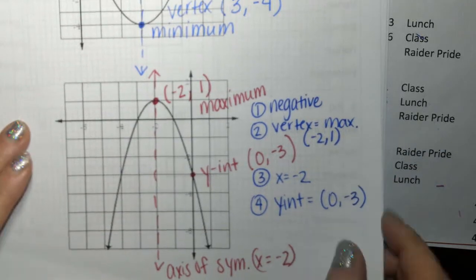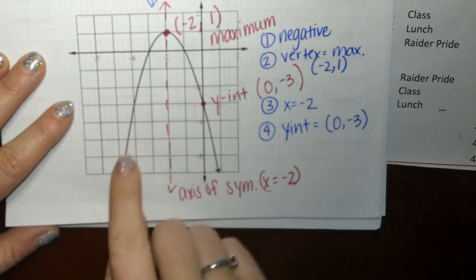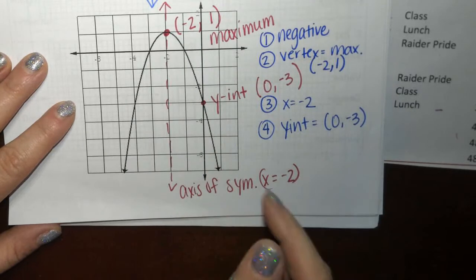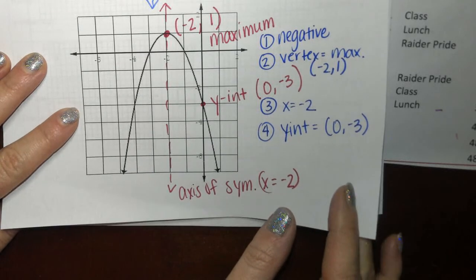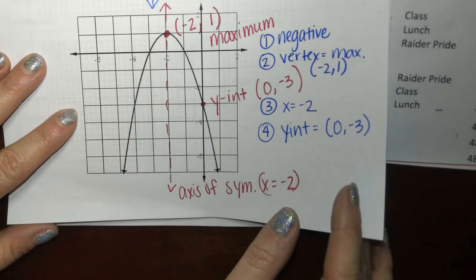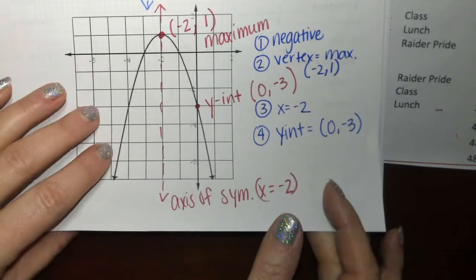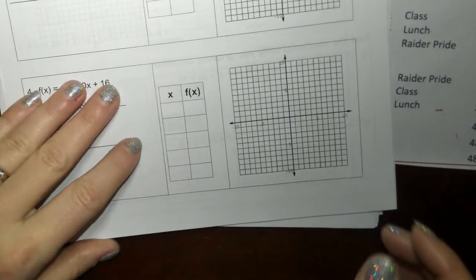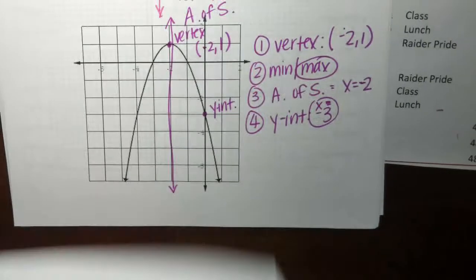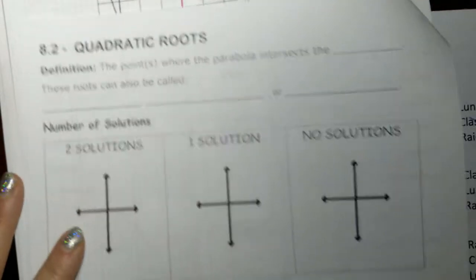All right, yesterday we left off on this page where we labeled the vertex and we said if it was minimum or maximum, and then we said what the axis of symmetry is and what the y-intercepts were. So let's go ahead and go to page, I don't really know what page this is because mine aren't numbered, but it's 8.2.